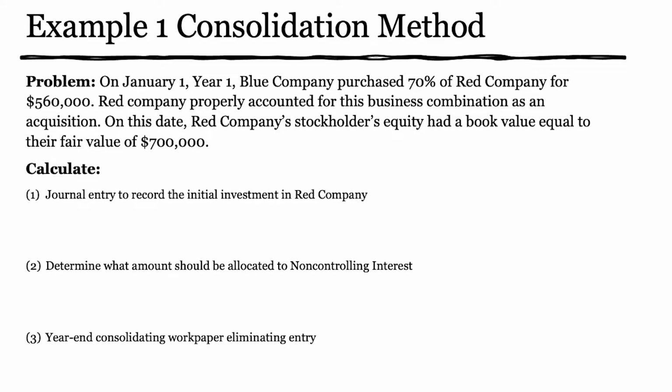Now, quickly taking a look at what they're asking us to calculate. Number 1, the journal entry to record the initial investment in Red Company. 2, determine what amount should be allocated to non-controlling interest. And 3, the year-end consolidating work paper eliminating entry.